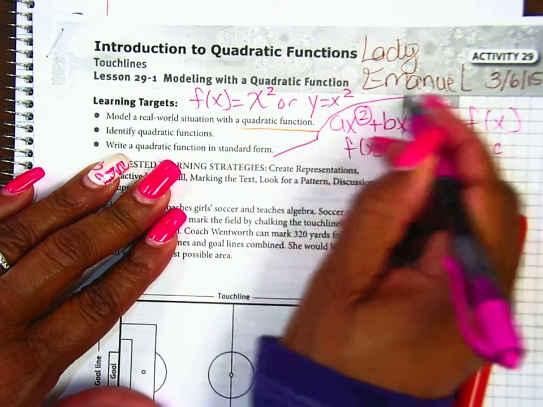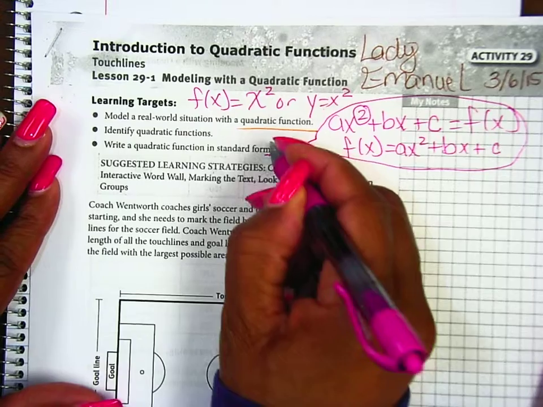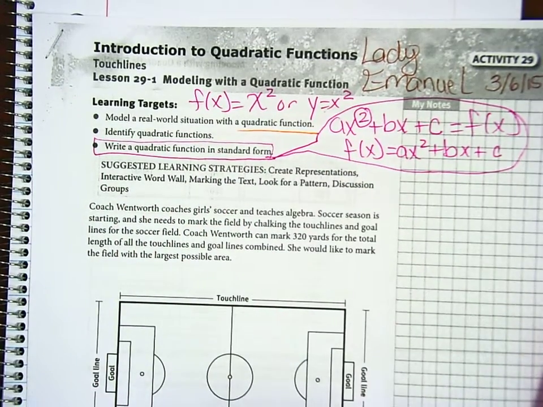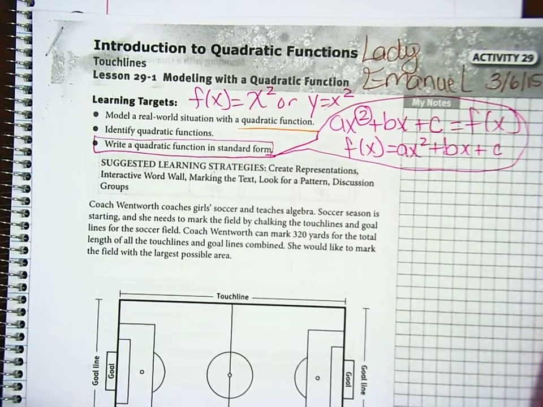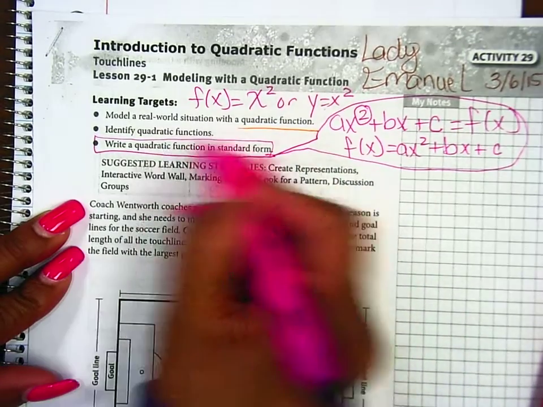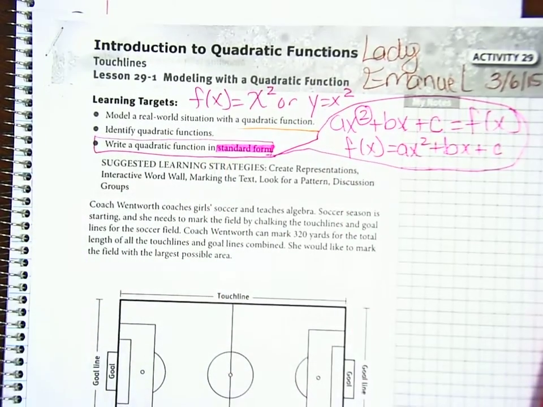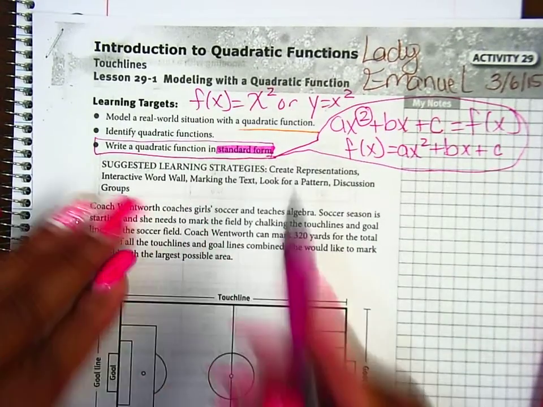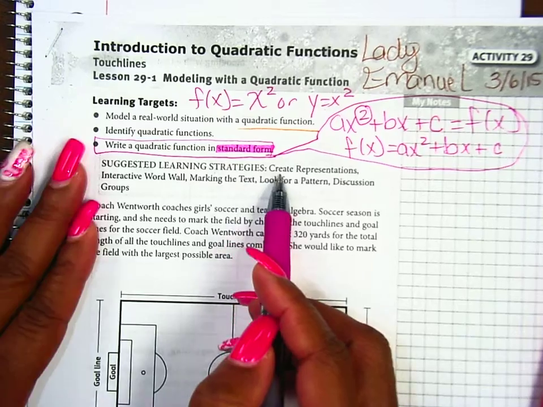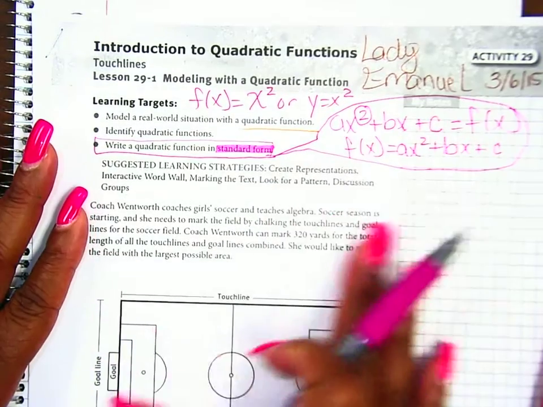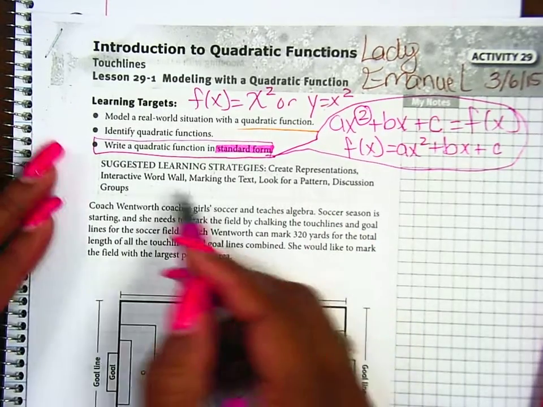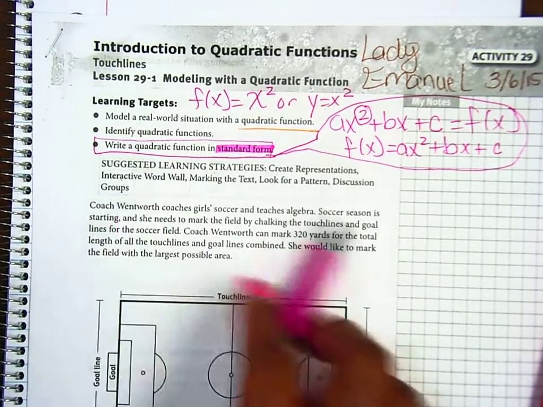This is standard form. Look, I didn't read that at first. I just started thinking about everything, writing what I know. That's quadratic function in standard form. Guys, when you're reading this, it's telling you strategies that would help you to learn this information in depth so you can create representations. The interactive word wall that I have, let me see.